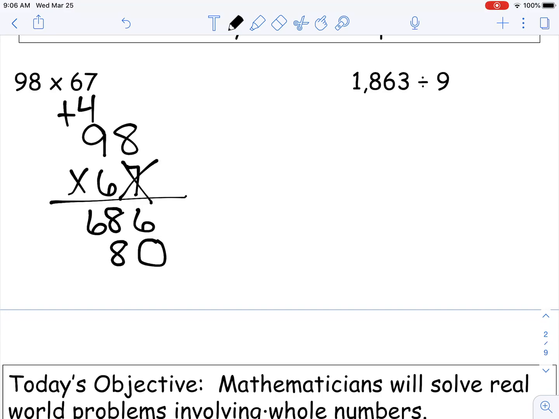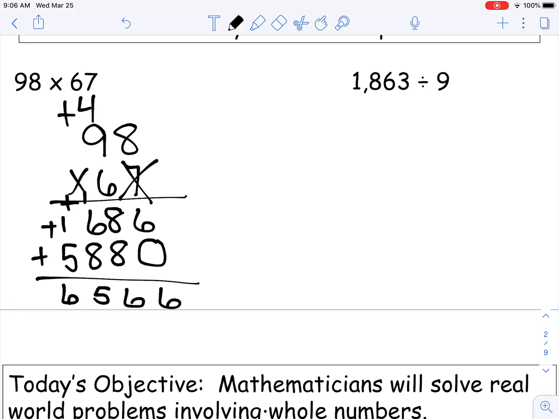I'm going to erase what I carried so I don't confuse myself. 6 times 8 is 48, carry the 4. 6 times 9 is going to give me 54, plus 4 is 58. 6 plus 0 is 6, 8 plus 8 is 16, carry my 1. 8 plus 6 is 14, plus 1 is 15, carry my 1, and 5 plus 1 is 6. 6,566.